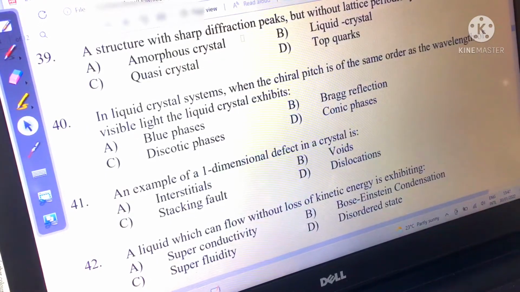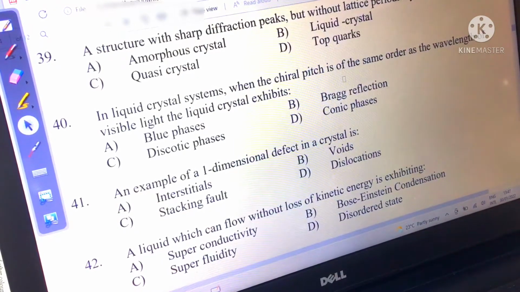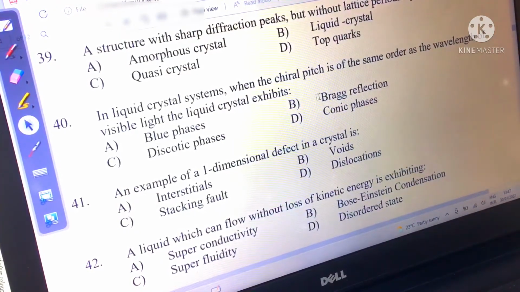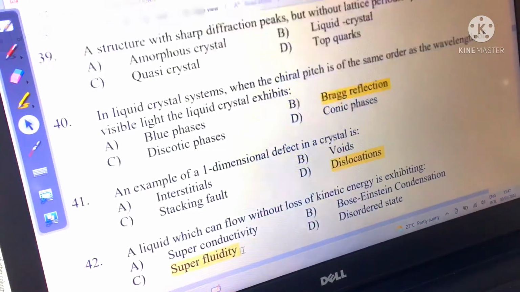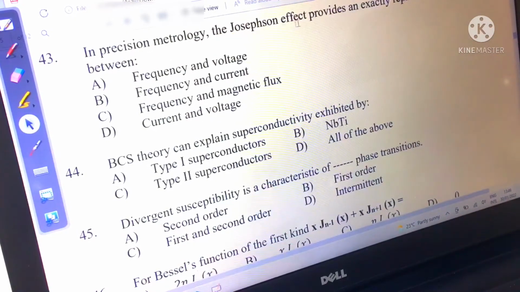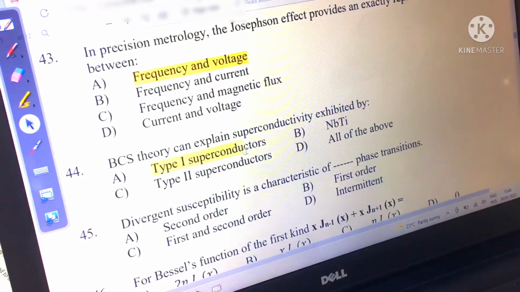In a liquid crystal system, when the pitch is of the same order as the wavelength of visible light, the liquid crystal system exhibits Bragg reflection. 41. An example of a one-dimensional defect in a crystal is option D, dislocations. 42. A liquid which can flow without loss of kinetic energy is exhibiting superfluidity. 43. In precision metrology, the Josephson effect provides an exactly reproducible conversion between option A, frequency and voltage. 44. BCS theory can explain superconductivity exhibited by option A, type 1 superconductors.